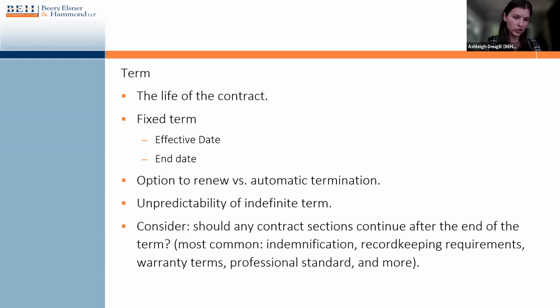You most often see a fixed term, which means you have a start date and an end date. Most often your start date is the effective date of the agreement, and the end date can be expressly defined as a specific date, or it could be a period of time. So it could be 5 years from the effective date, for example. You can also build in options to renew following the end date. Or just an automatic termination, meaning that upon the end date, the agreement is done.